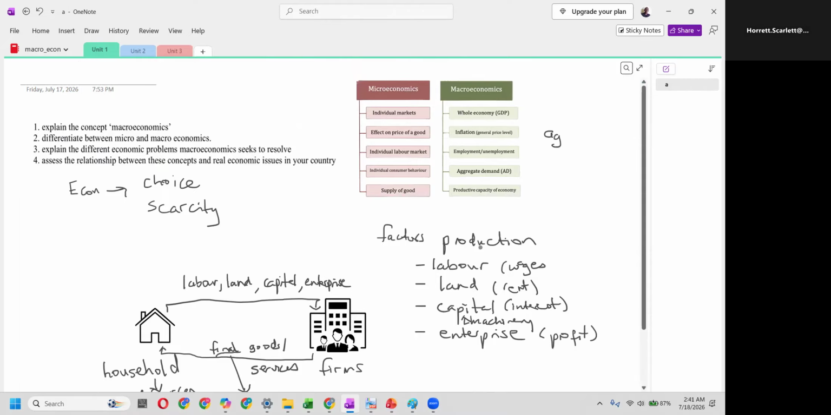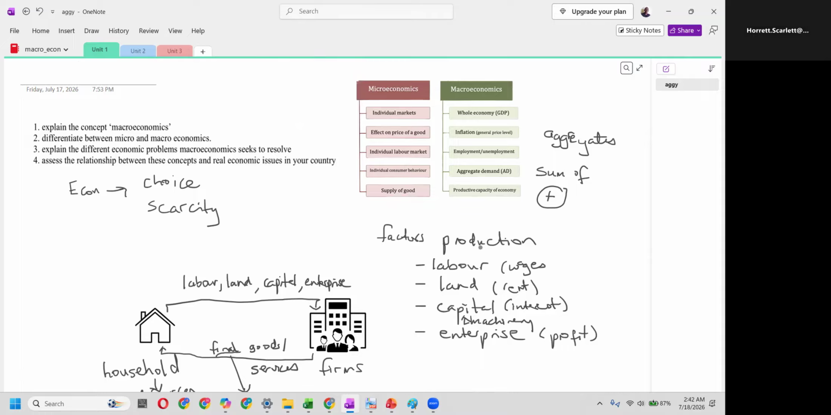And this terminology, aggregates, is going to pop up over and over. When we talk about an aggregate, we're talking about the sum of. So whenever I talk about it, sometimes I'll just put a plus and circle it to mean the sum of all. So it's the sum of all things which are happening in the economy.